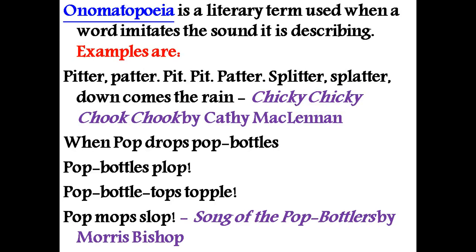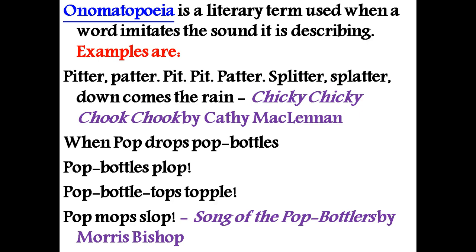Onomatopoeia. Onomatopoeia is a literary term used when a word imitates the sound it is describing. So it is just like a copy of the sound. So the word is looking like the sound. Examples are: pitter patter, pit pit patter, splitter splatter, down comes the rain. This is from the reference book Chicky Chicky Choke Choke by Katie McLennan. So the words are pretty much the same as the sound.